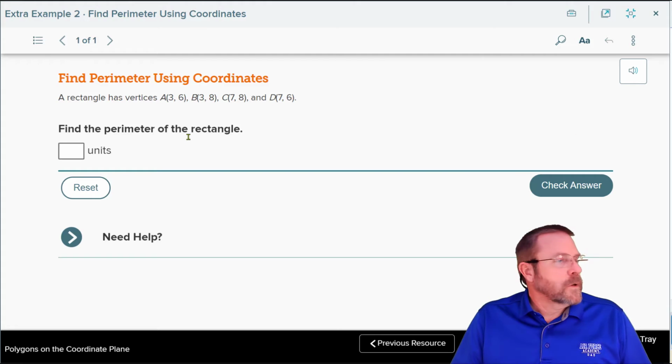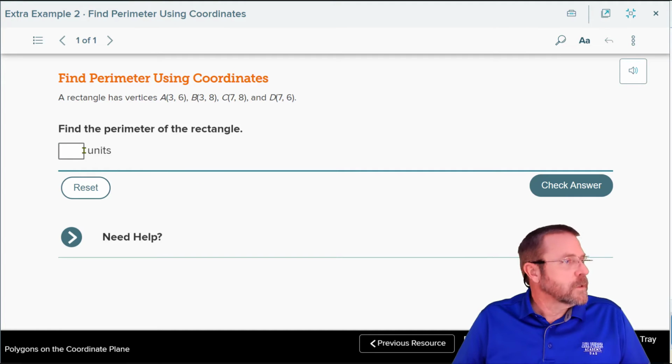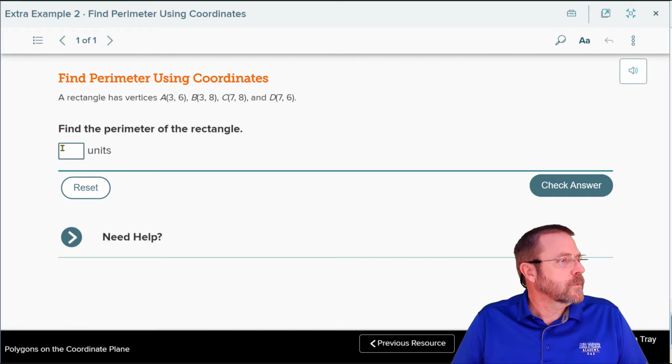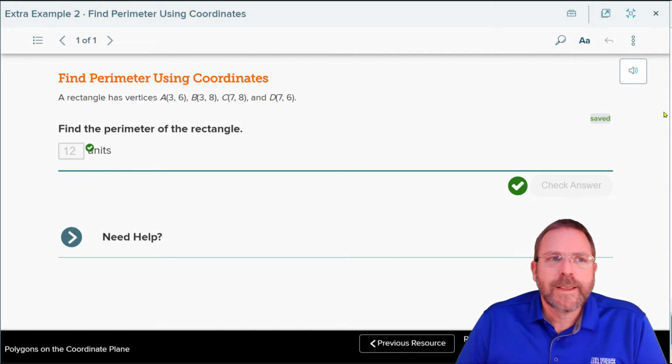Jump back over to our textbook, type in our 12 units. I said type in our 12 units, which it doesn't want to type. Do it that way, and it checks. Easy math. Nothing at all to do on these problems.